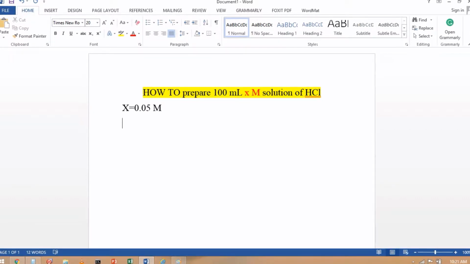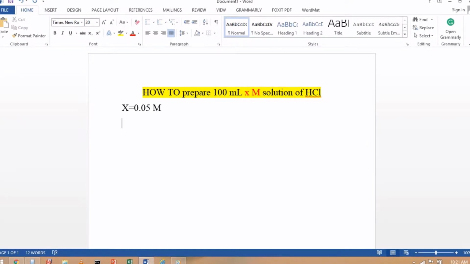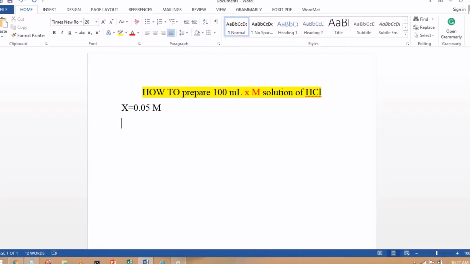It means that to talk about 0.05 molar HCl solution, we should understand that we are talking about, say, 1 liter solution that is containing 0.05 mole of HCl.